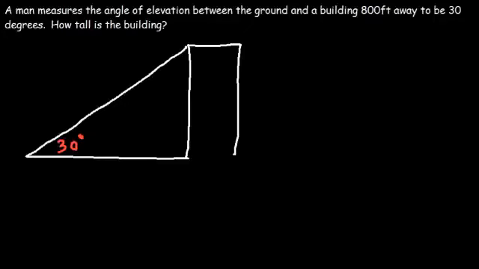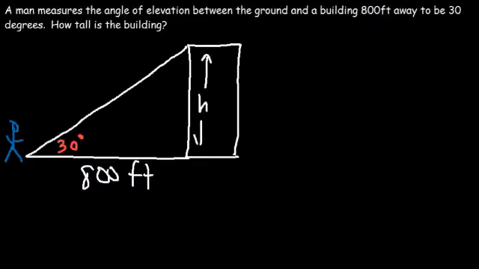Now the building is 800 feet away. Let's say the man is somewhere over here. So this is 800 feet. And our goal is to solve for the height of the building. What equation can we use?